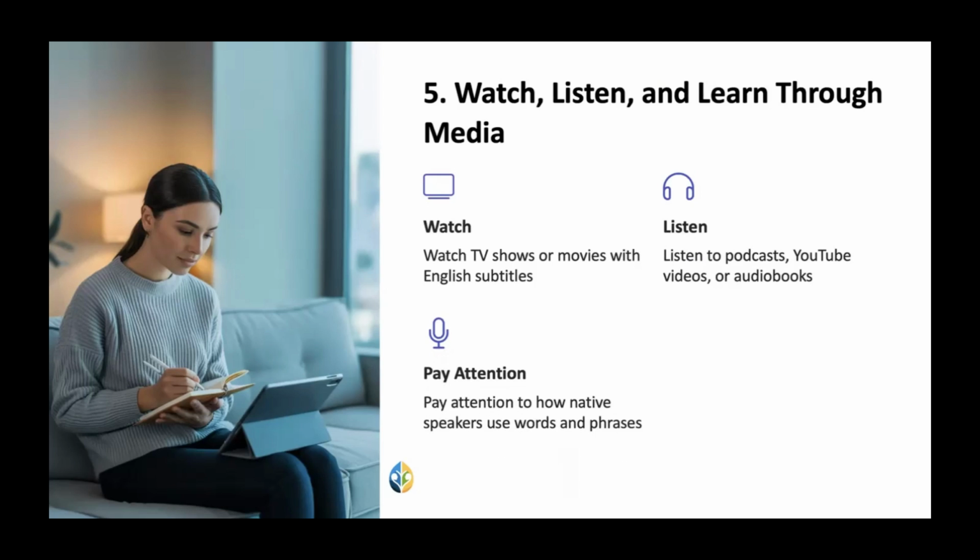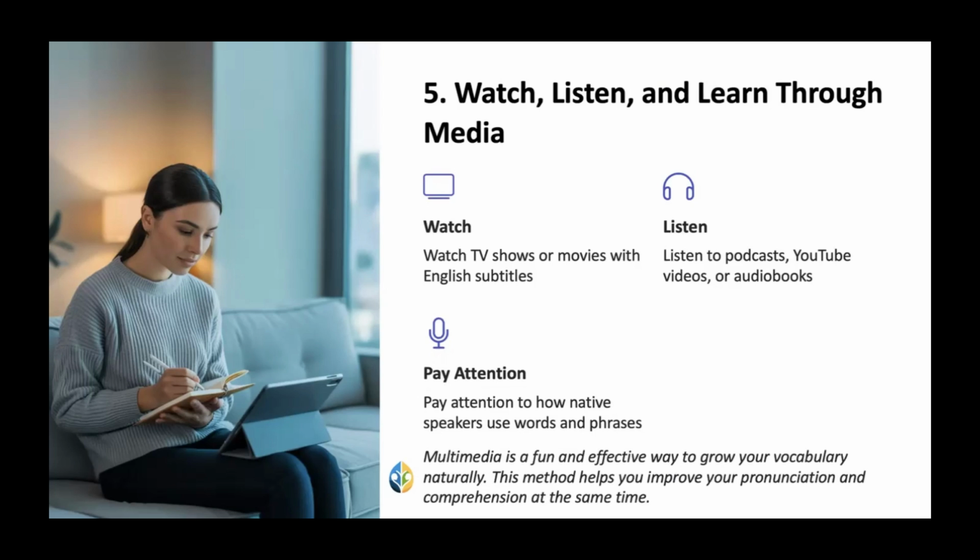And then pay attention to how native speakers use words and phrases. Multimedia is a very fun and effective way to grow your vocabulary naturally, so use it. This method helps you improve your pronunciation and comprehension at the same time.